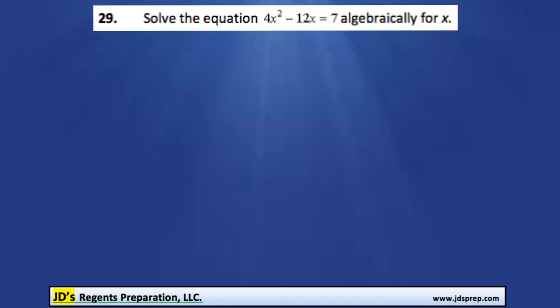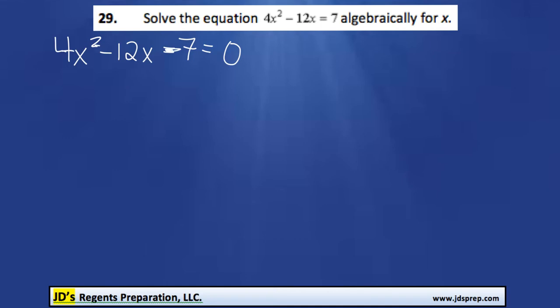This is problem number 29 from the January 2015 Algebra Regents exam. Fairly straightforward. We need to solve this equation. The first thing we want to do is just make sure everything's on the same side of the equation. So I'm going to subtract 7 from both sides, and we'll end up with this.